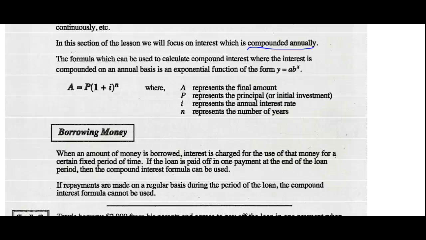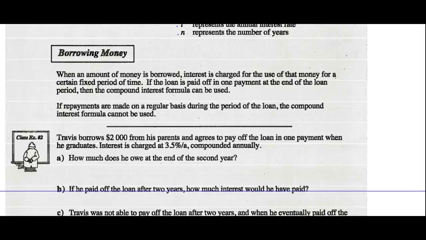It says the formula which can be used to express this, we just developed. Here are the parameters. A is the final amount, P is the initial investment or the principal, I is the annual interest rate as a real number, and n is the number of years. So let's do an example.